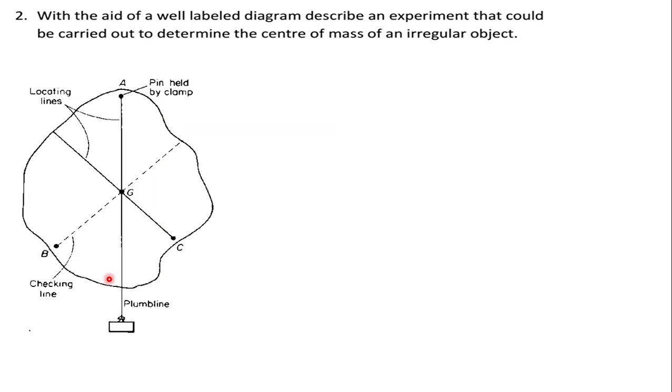This is an irregular object whose center of mass is to be determined. This is just a pin which is held in place by a clamp, and then we have a string at the end of which is a mass. It forms what is called a plumb line. So this string is getting all the way from point A down vertically. So this is the diagram you shall need to draw.